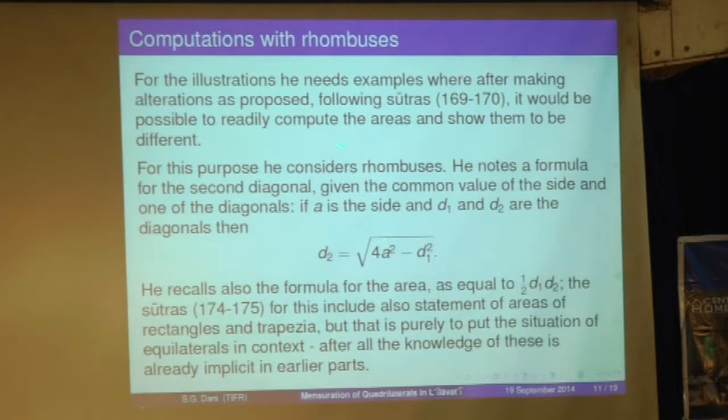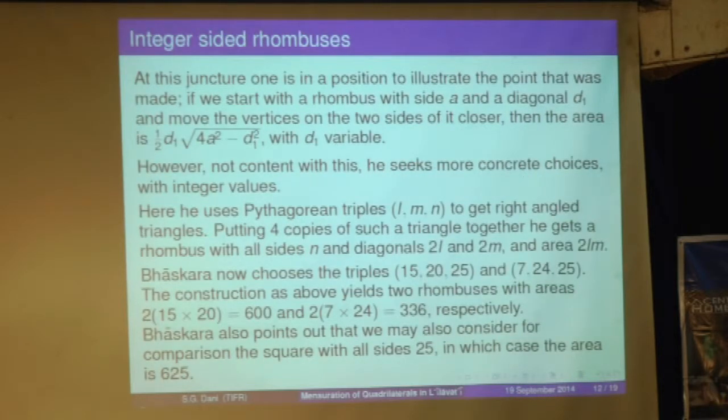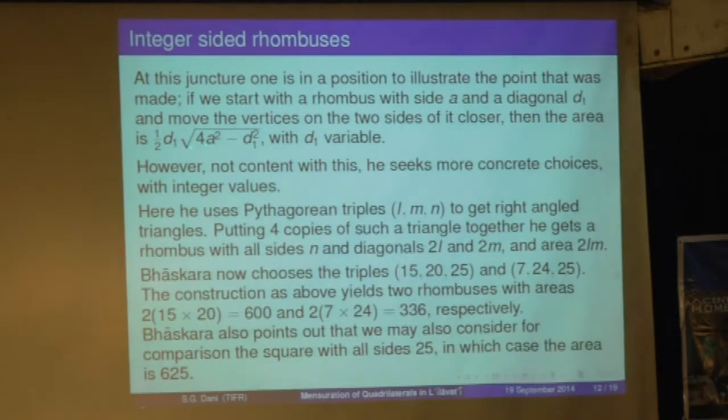So here he's mainly concerned with applying this to his argument about these rhombuses, and this is the formula for the diagonals, and that's the formula for the area. Now, at this juncture, one is in a position to argue that if we start with a rhombus with side A and diagonal D1 and move the vertices closer, then the area will be given by this expression with A fixed and D1 variable. In this expression, it's easy to see that when D1 varies, even if A is constant, the value is going to vary.